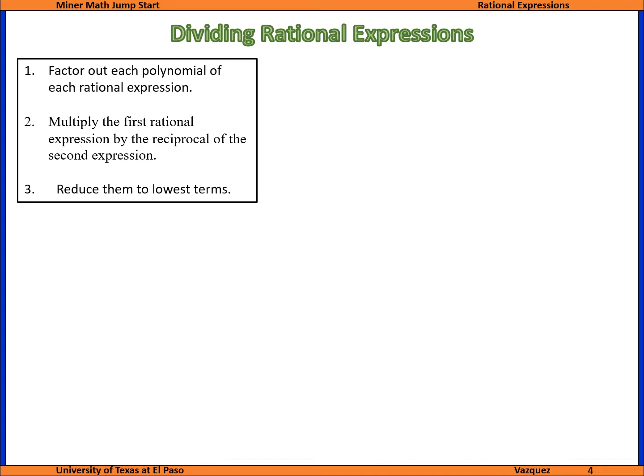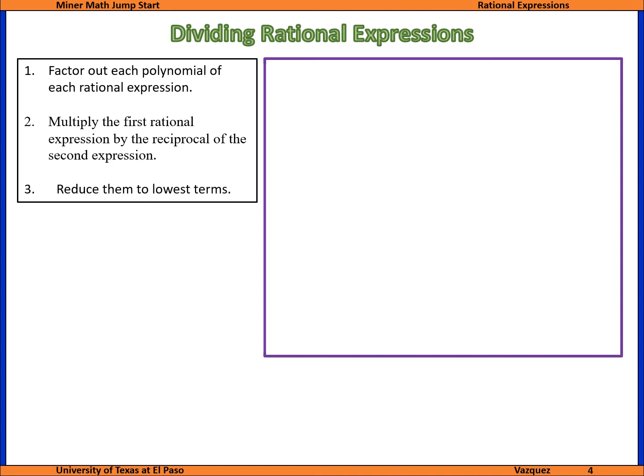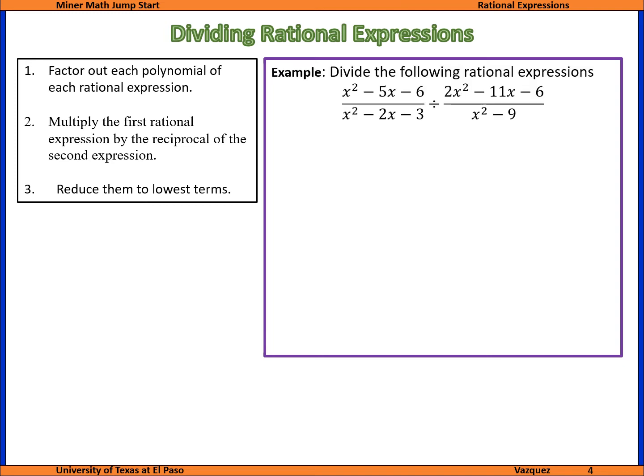So it's pretty much the same thing. It's best to look at an example. So now we're being asked to divide the following rational expressions. So if you want, you can go ahead and pause here again. Try this out yourself. If not, let's go straight into it.